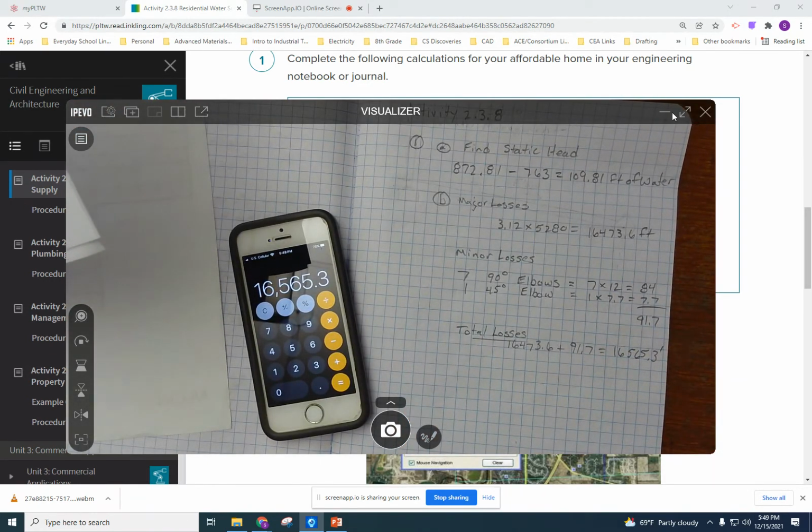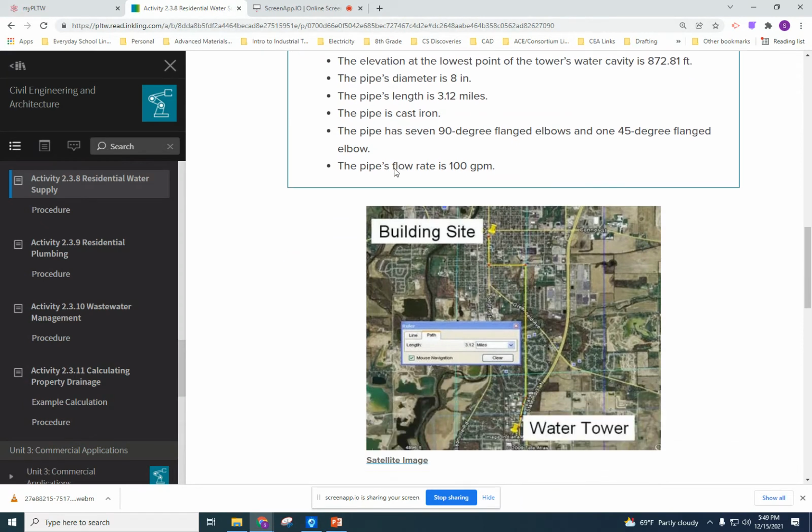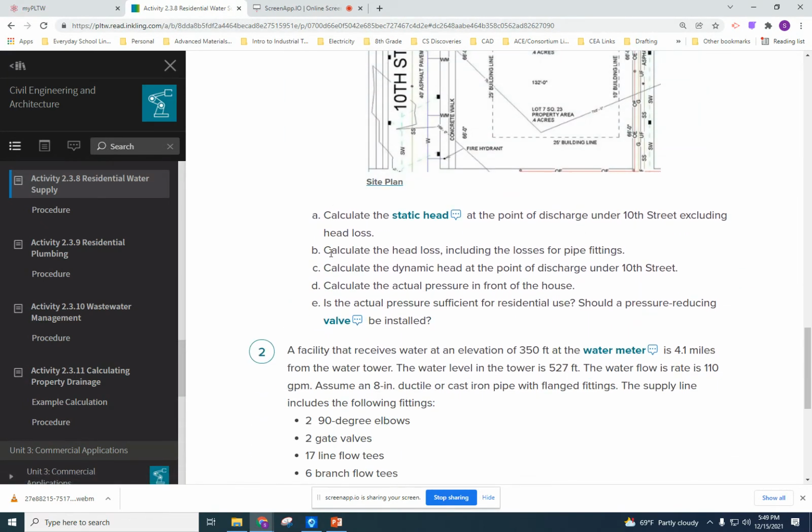So if we go back now, C says, so we did this. We figured out the head loss, including the losses for the pipe fittings. So we did major and minor losses and added them together. Calculate the dynamic head at the point of discharge under 10th Street. So I'm going to show you how to do that.